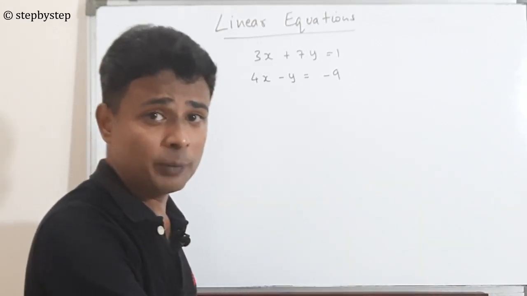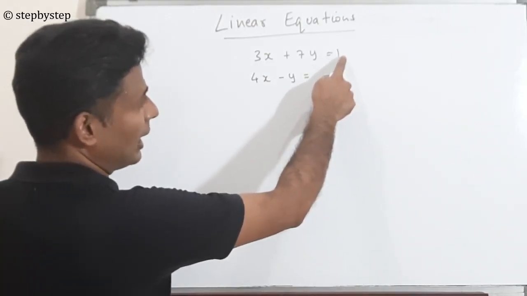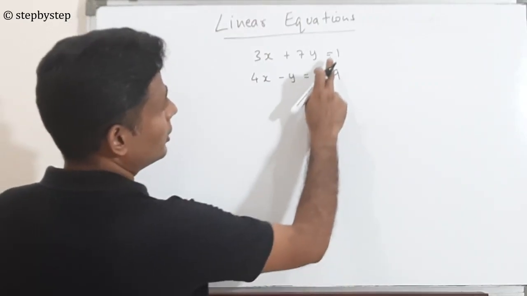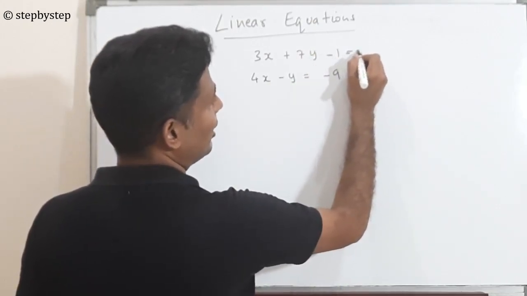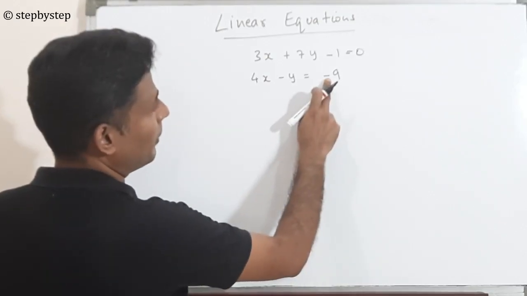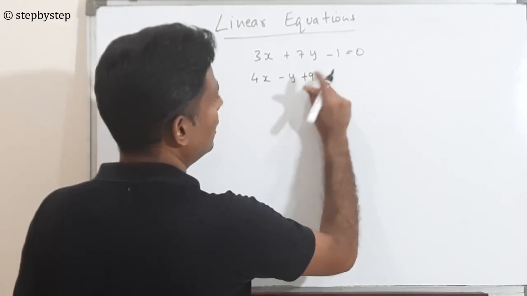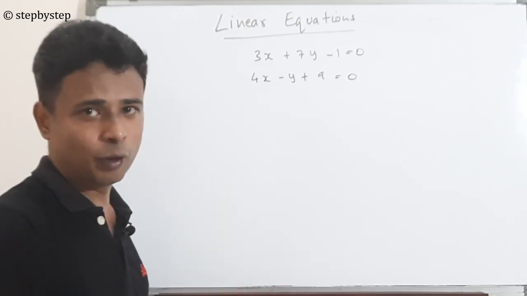means C should not be on the right hand side, it should be on the left hand side. So here C is on the right hand side, what I need to do is transpose it on the left hand side. So plus 1, when it comes here, it becomes minus 1 and it will be equal to 0. Same way, when minus 9 comes here, it will become plus 9 and here it will be equal to 0. Now it's in general form.